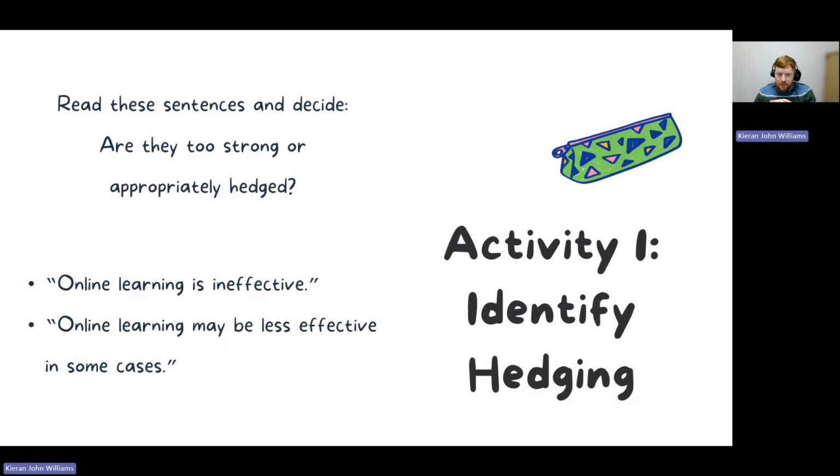So now, let's have a look at a short activity. I'd like you to read these example sentences that we've got on the slide and decide whether they are too strong, you think, or if they are actually appropriately hedged.